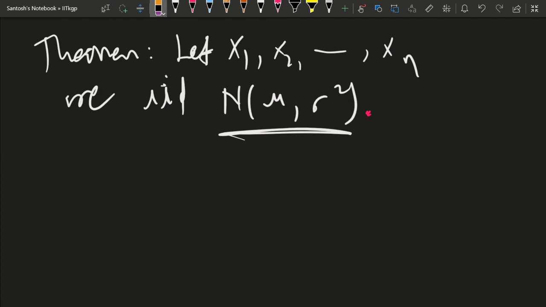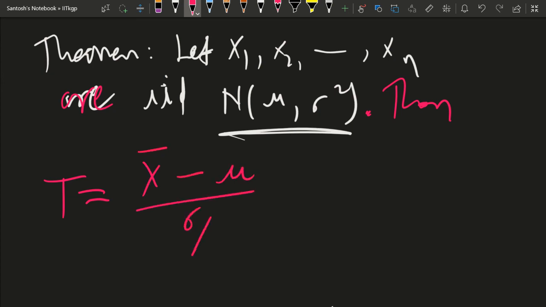So these are IID normal mu sigma square, X1, X2, ..., Xn. So a sample of size n from the population normal mu sigma square. And now the random variable, or you can say the statistic T, that is X bar minus mu upon sigma by root n. First, this quantity. So first point, I will write this.